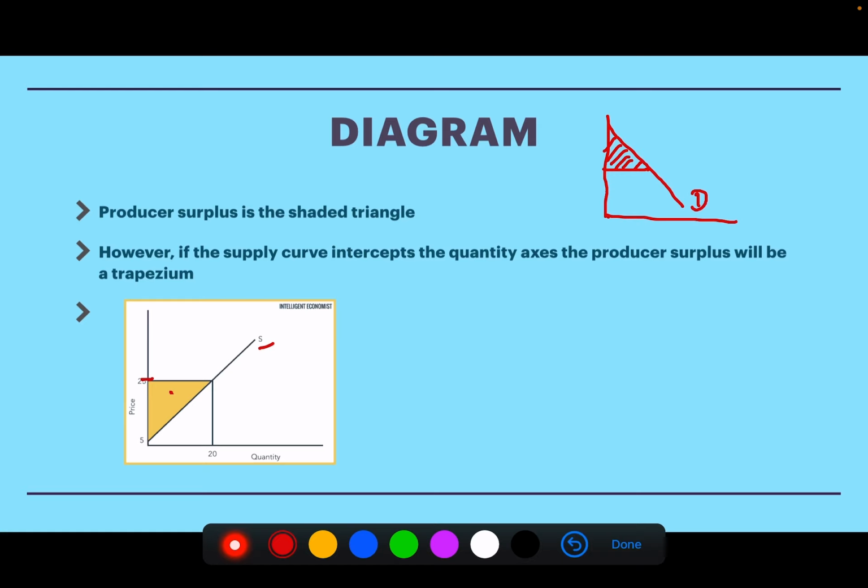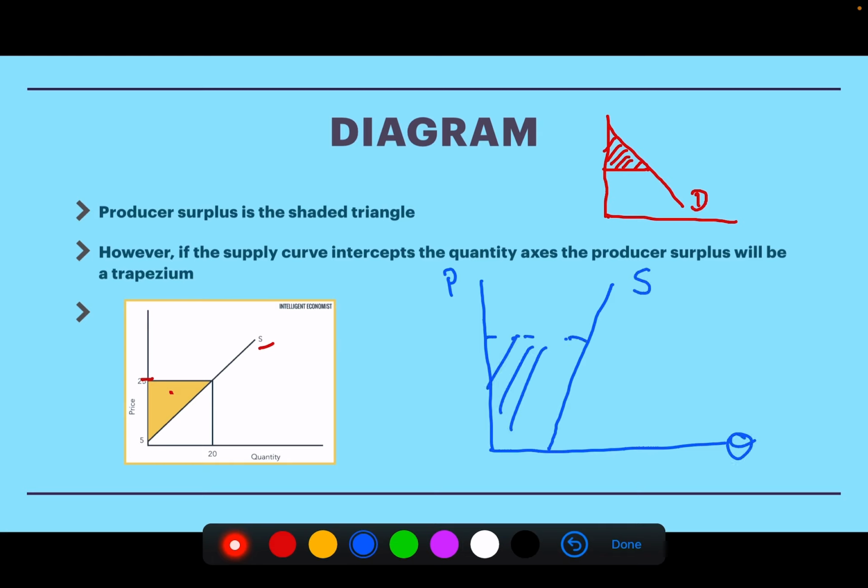Now, this is going to be a triangle if your supply curve hits the price axis. If your supply curve is drawn like this, so that it hits the quantity axis, then what you're going to find is that your producer surplus is actually going to be a trapezium. So don't be alarmed if you get a trapezium, that's totally fine. Consumer surplus is always going to be a triangle, but producer surplus could be a triangle, could be a trapezium, depending upon how you've drawn your supply curve.